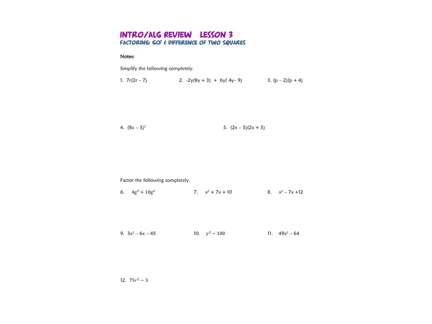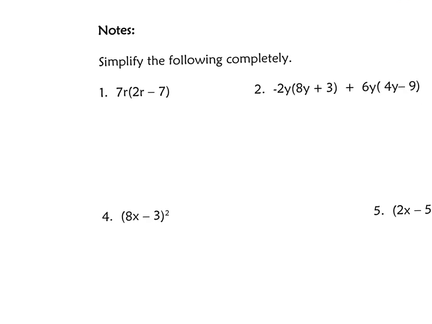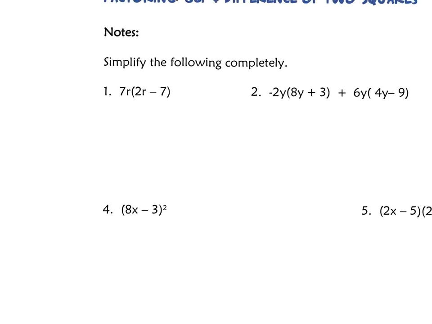Hello, welcome to lesson 3 where we will start to factor using GCF and difference of two squares. But before we do that, we are going to simplify things that are written already in factored form. Remember, a factor is a number or quantity that when multiplied with another produces a given expression. So for number 1, our two factors are 7r and 2r minus 7.